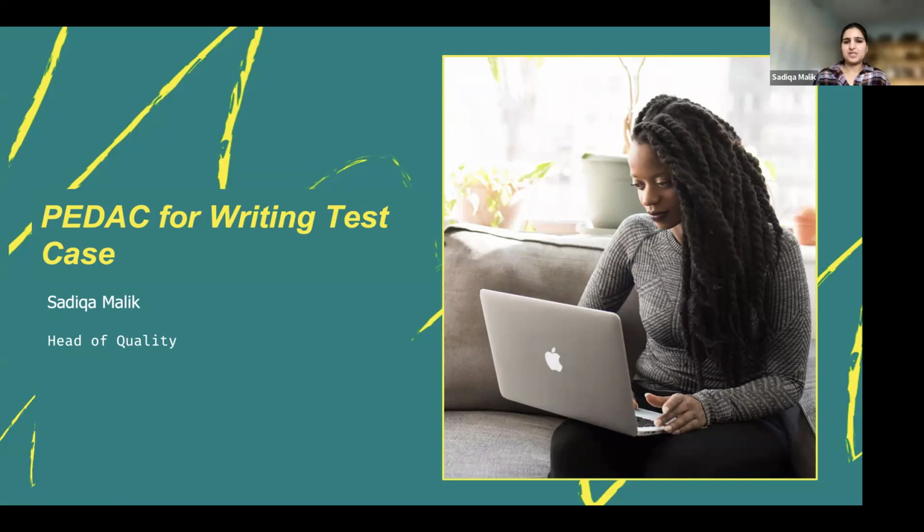We did have a presentation and a session by Zenzi in the previous quality time in November, where she explained in detail about PEDAC and how we could use PEDAC for answering our automation test cases or automation script or coding interview questions, right? So I'm just taking that topic and merging it with how we can use it for writing test cases. So that's what I'll be talking about today.